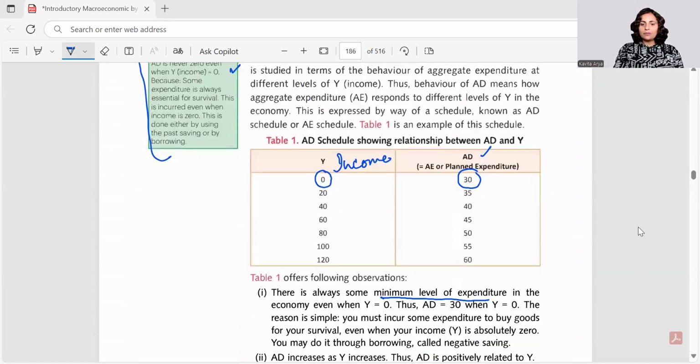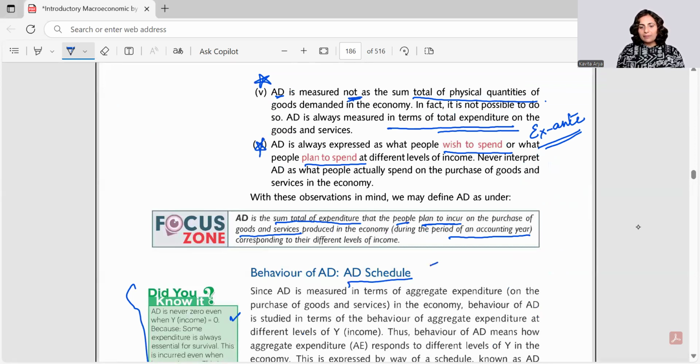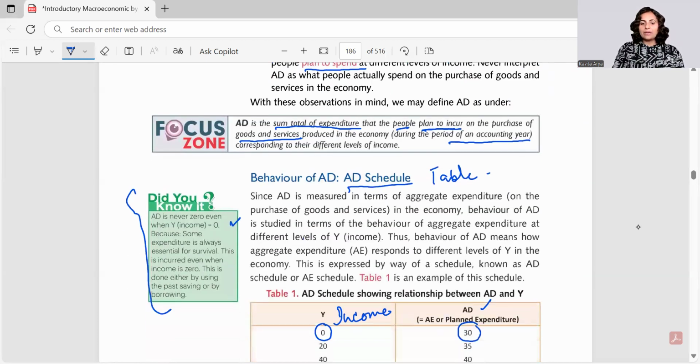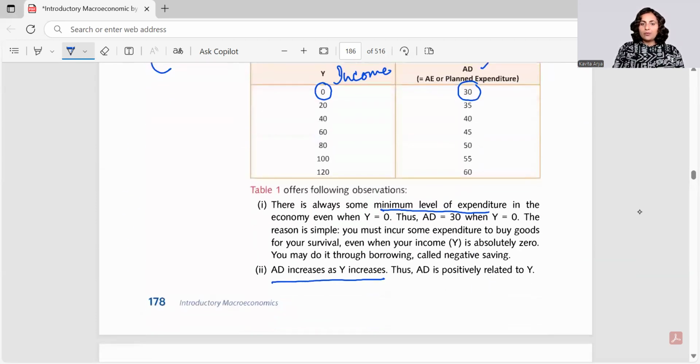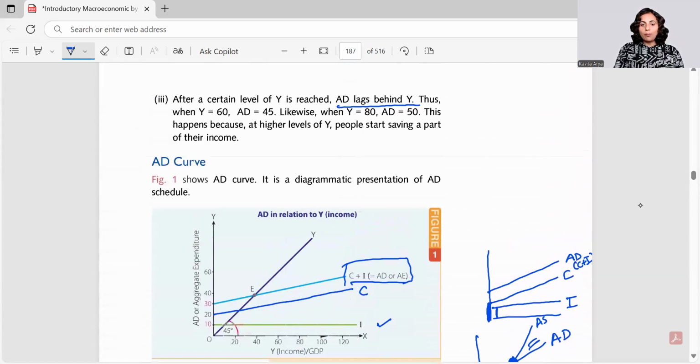And then we talked about the schedule. Whenever we are talking about schedule, it always talks about the tabular representation. So it's just a table. Wherever we have the word schedule, it means the tabular relationship. Right. So we discussed the relationship between AD and Y, the components of AD as C and I.